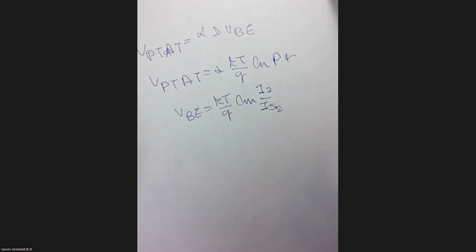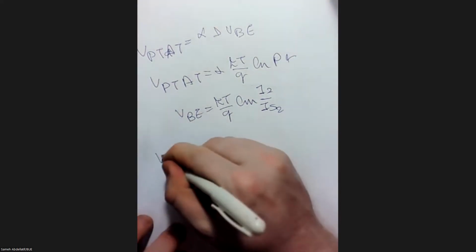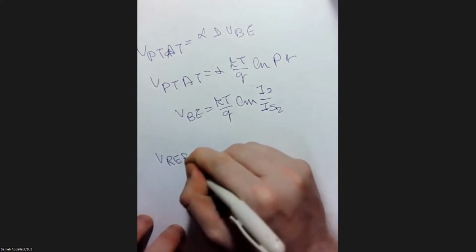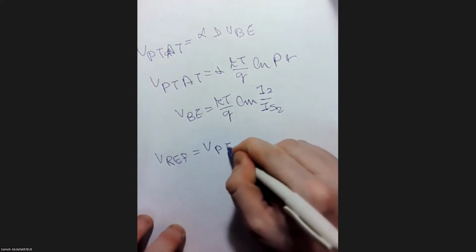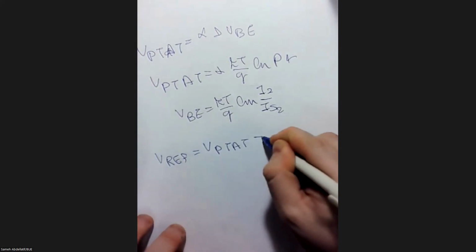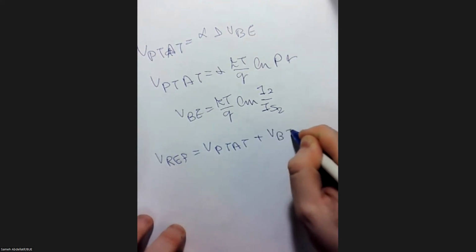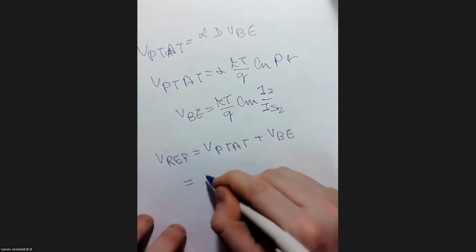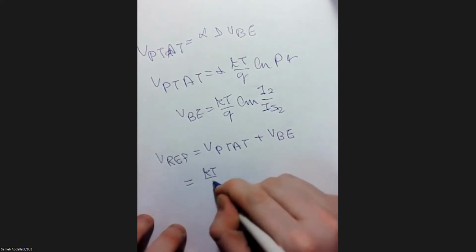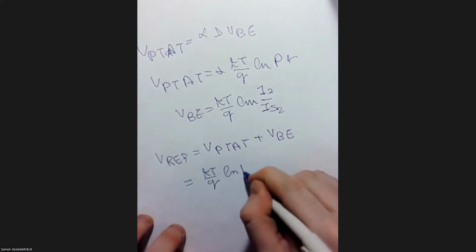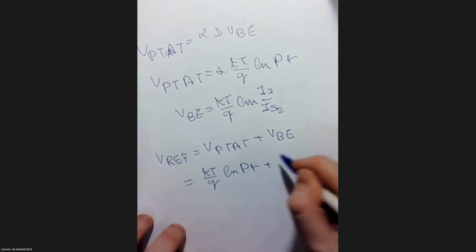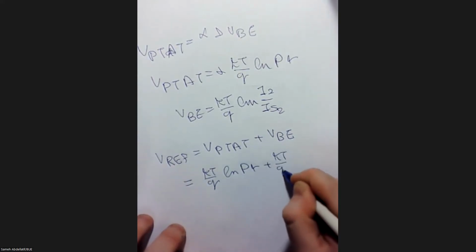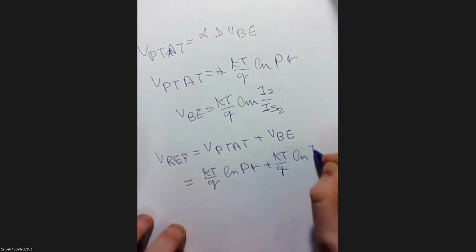Okay, so now we can calculate V reference. If you can see the slides now, you know that V reference equals VP tot plus VPE, which equals KT over Q ln P times R plus KT over Q ln I over IS.